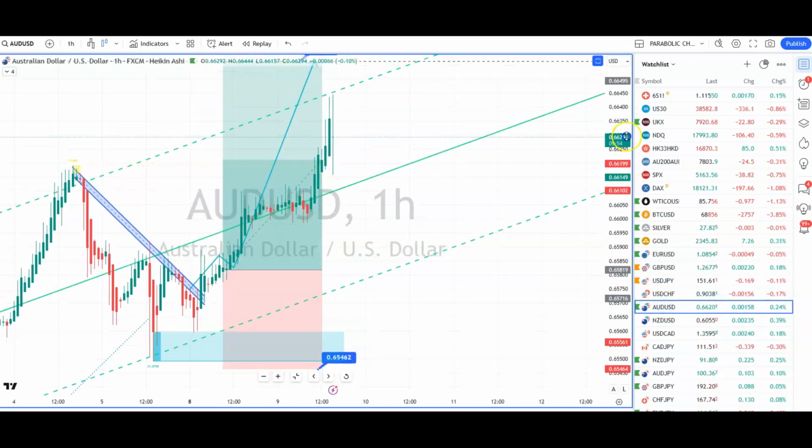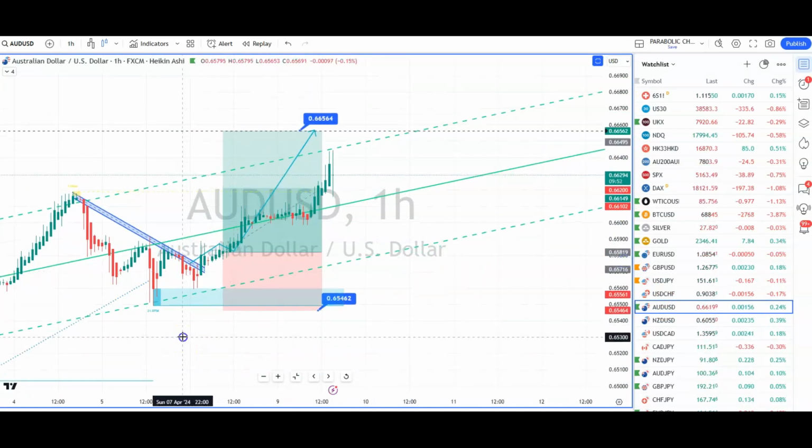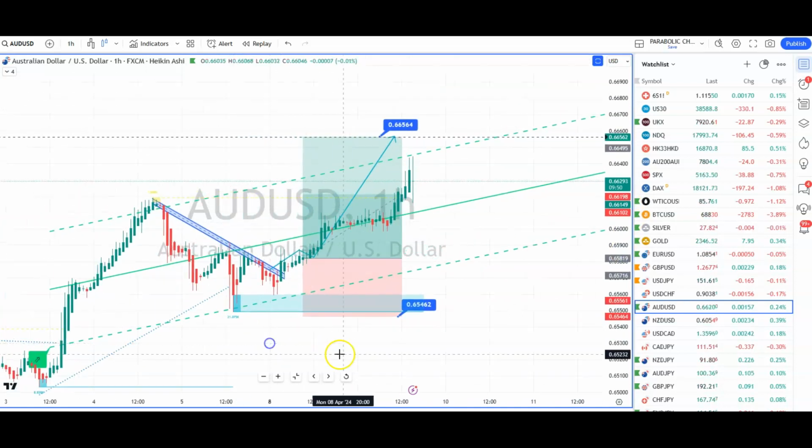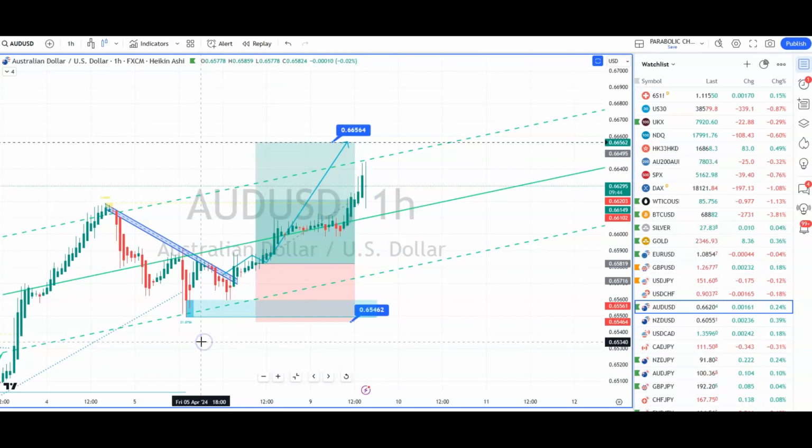Aussie USD, lovely move here. This is a fantastic move. I showed this earlier. But this is what you're looking for, the price to come into liquidity on the support line. This is really important. So that's what we call convergence. Convergence, then we have a breakout of that trend line. That is the perfect trade.